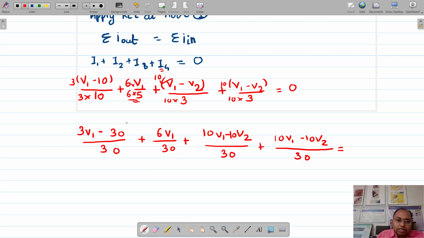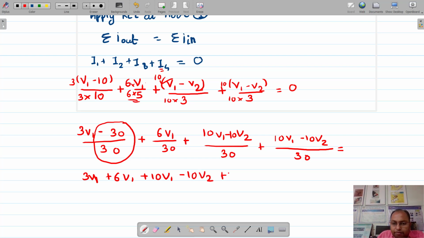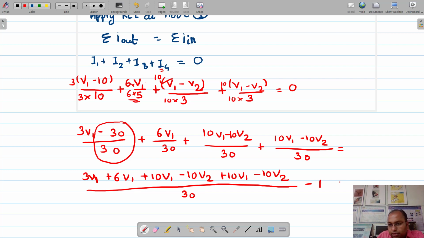Yes, okay. Now let us take this term separately, and the rest of all other terms we are going to add together because they have the same denominator, isn't it? So 3v1 plus 6v1 plus 10v1 minus 10v2, again 10v1 minus 10v2, divided by 30. Minus 30 divided by 30, it is going to become 1, isn't it? So is equals to 0.